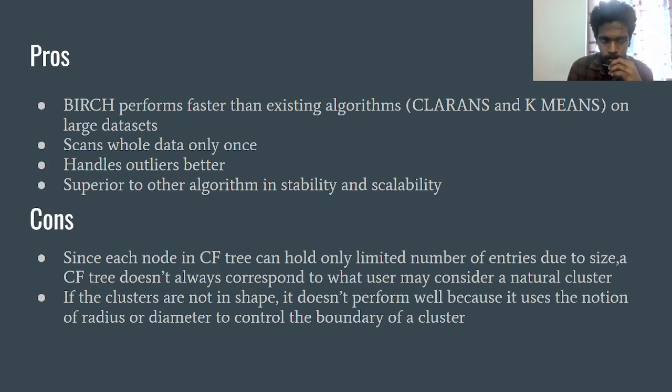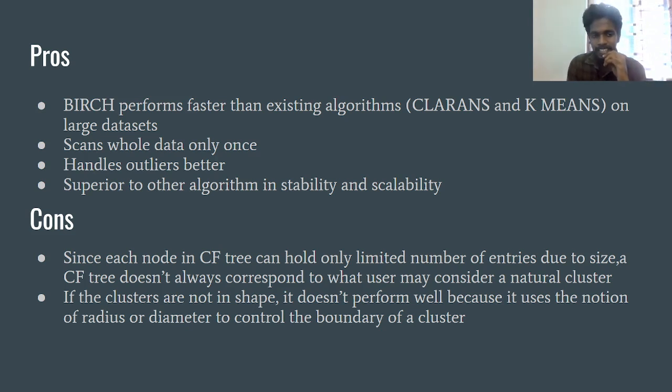We talked about the advantages of BIRCH before, but this is the main point of BIRCH: what makes BIRCH different from other clustering algorithms such as CLARANS and K-means. BIRCH performs faster than existing algorithms like CLARANS and K-means on large datasets. That is the main performance of BIRCH. It scans the data only once, handles outliers better, and is superior to other algorithms in stability and scalability. These are the pros of BIRCH.